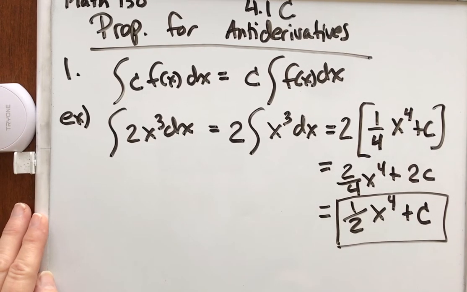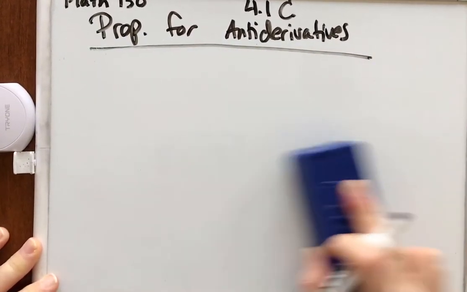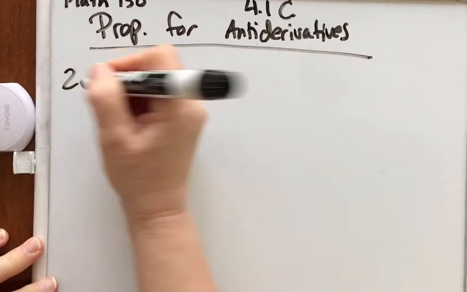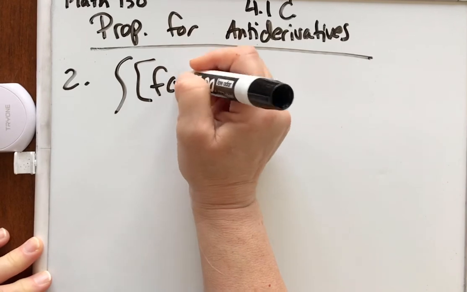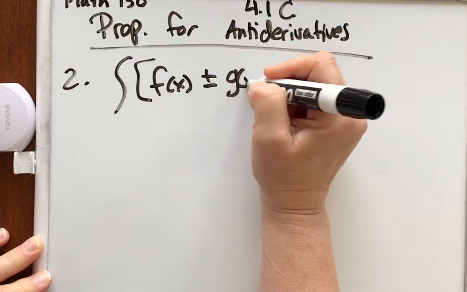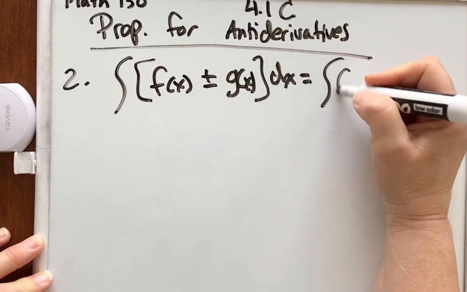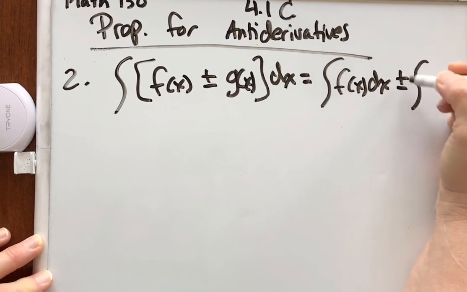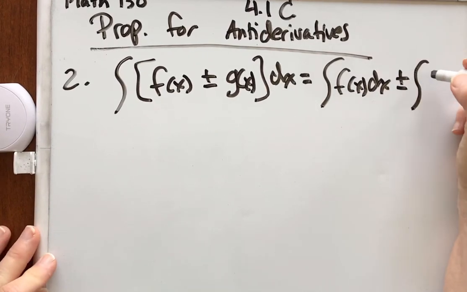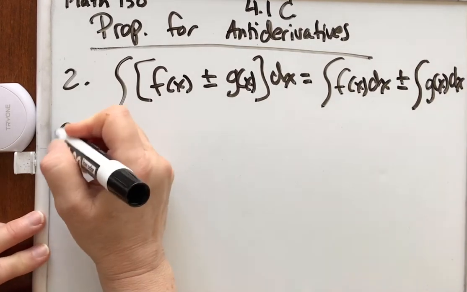Okay, so that was the first property. Let me write the second property down now. The second property states if we integrate and we have f of x plus or minus another function, g of x dx, that just equals, we can split them up. Now we can only split them up if it's plus or minus. It does not work for multiplication or division. Okay? All right, so let's do an example of that.